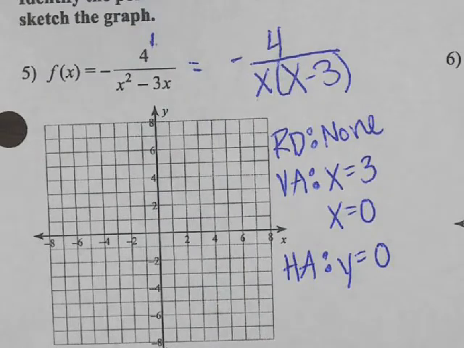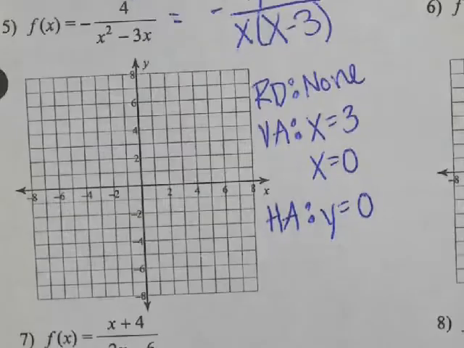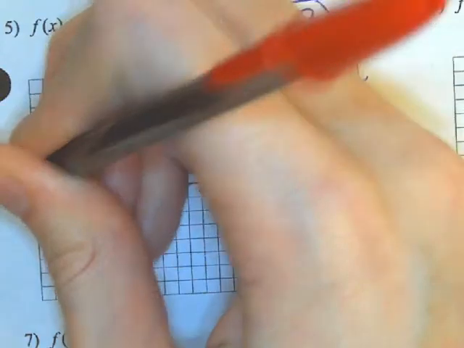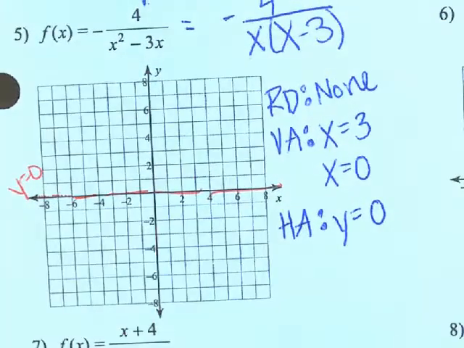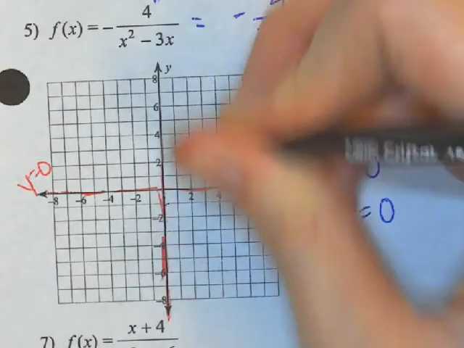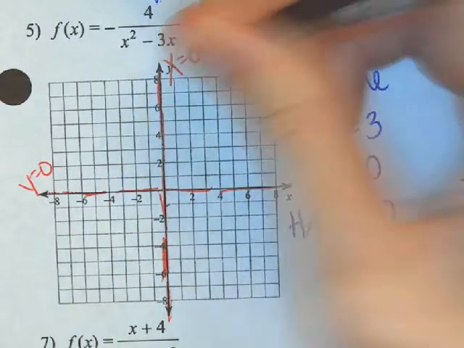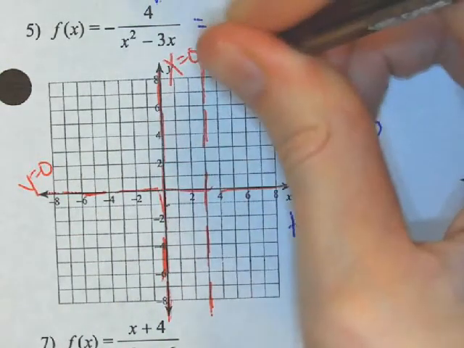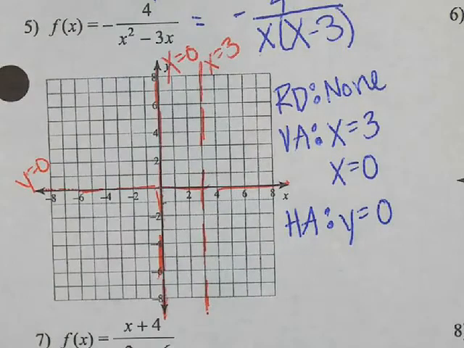Questions on this one? All right, let's go graph it. Starting with our asymptotes. HA is y equals 0. That's here. Then we got our vertical asymptotes at 0 and 3. So here's x equals 0, and x equals 3 would be here. Okay, and a lot of graphing is about estimating pretty much. There's no such thing as a perfect graph with rationals. It's almost impossible, unless you have technology.